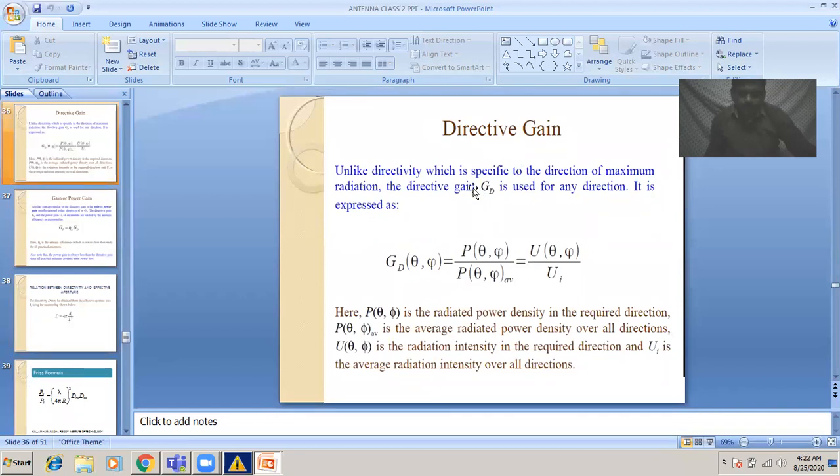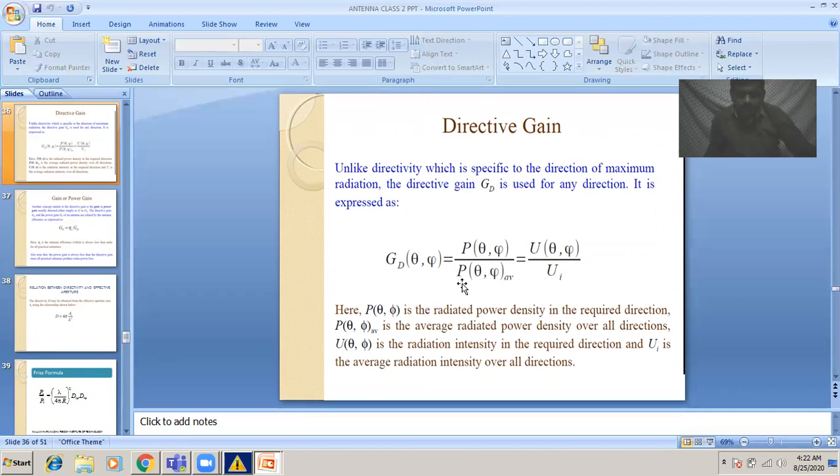Next, the derivative again: it is nothing but the ratio of the power density in a given direction for an antenna divided by the average power density in the direction.